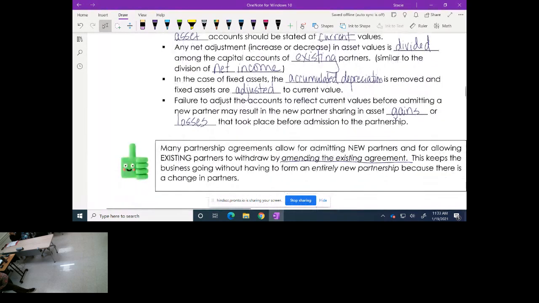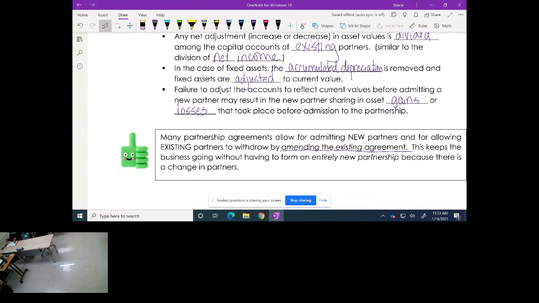All right, so the reason we do this is that if it's not done, then the new partner may end up sharing in gains or losses that don't really belong to them. Let's say the original partnership bought a building for $500,000. Or let's say land, so we don't have to think about depreciation. Originally $500, and now it's worth $650. So if they were to sell it today at $650, what would they have? A $150,000 gain, right? Well, if they don't adjust this before the new partner comes in, that new partner shares in that $150,000 gain. And that's not really fair because that new partner wasn't here during all this time, right? So that's why you adjust to current values.